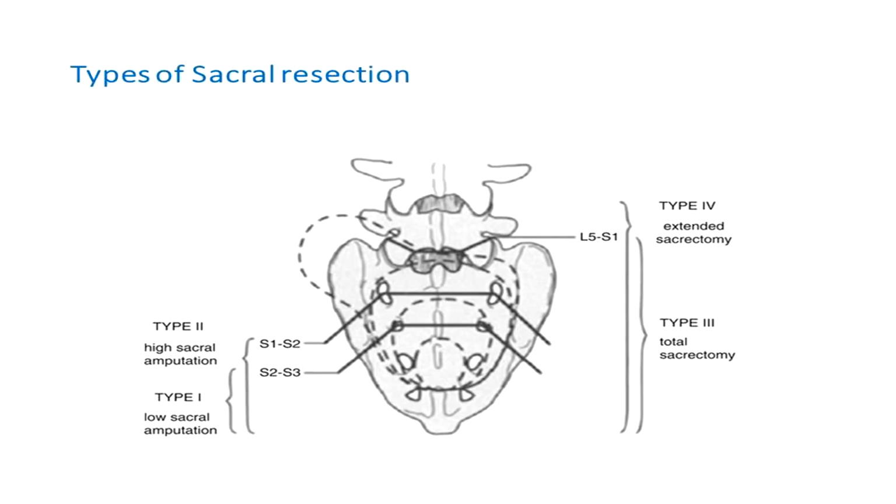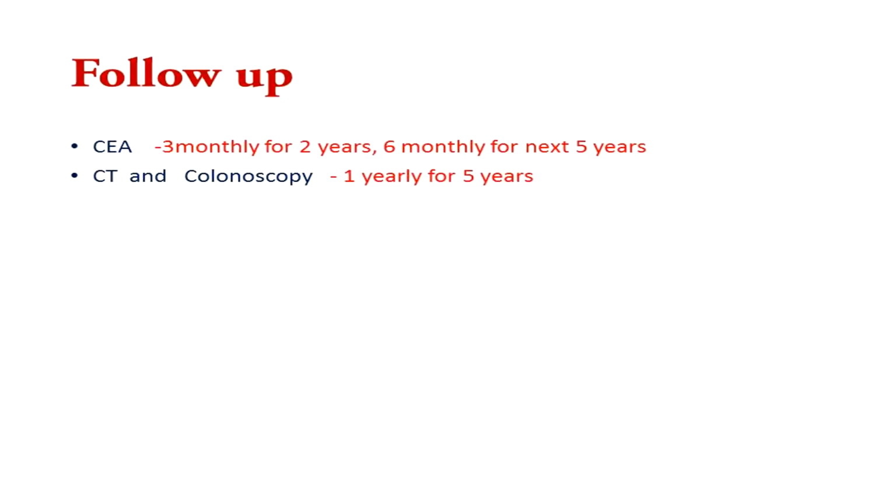Types of sacral resection: type 1 is low sacral amputation, that means below S2 S3. Below this, in case it is involved, below S2 S3 is type 1 amputation. Type 2 is below S1. Type 3 is you remove the entire sacrum. Type 4 is apart from the sacrum you remove even the L5. Just understand the different kinds of surgeries that are available for CA rectum, nothing else.